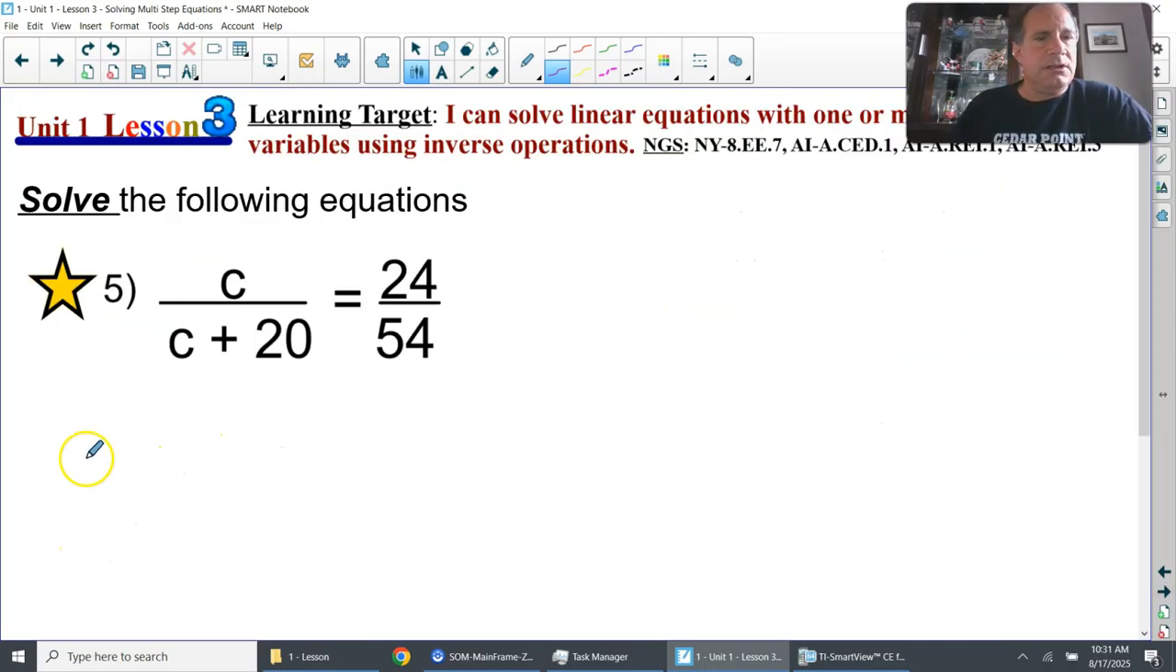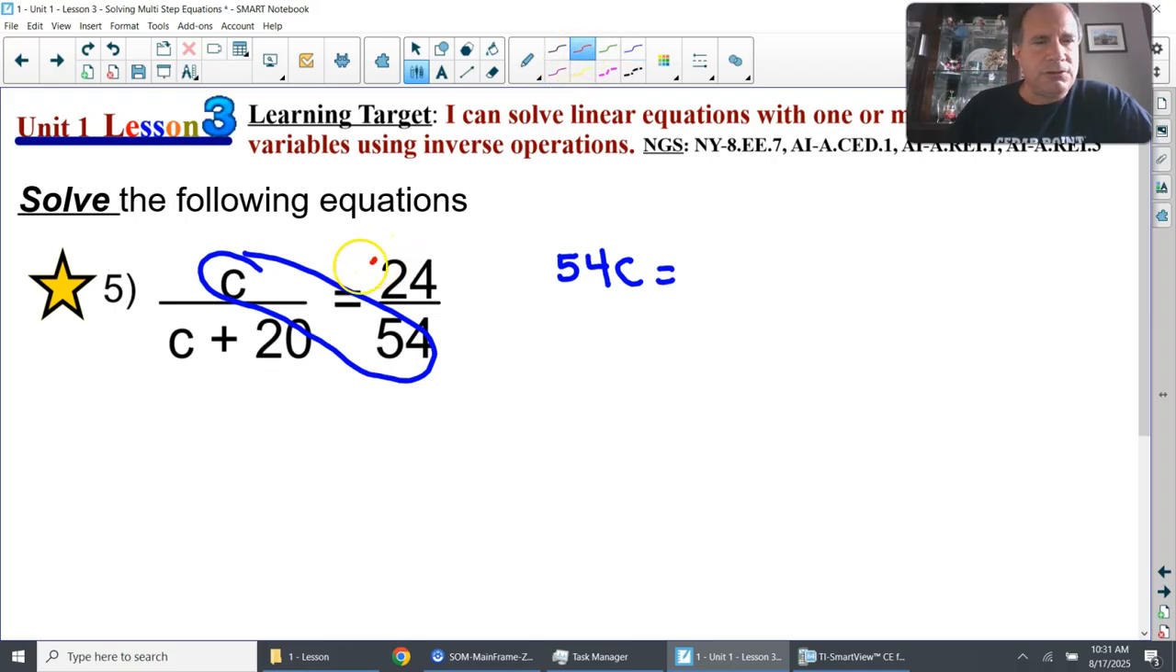All right. Taking a look at this equation here, there's a lot of different ways that you could do this. I choose to look at this as a proportion. So I'm going to just use the crisscross method, that multiplication method. I'm going to multiply C times 54 in this case. And I'm going to go 54C.